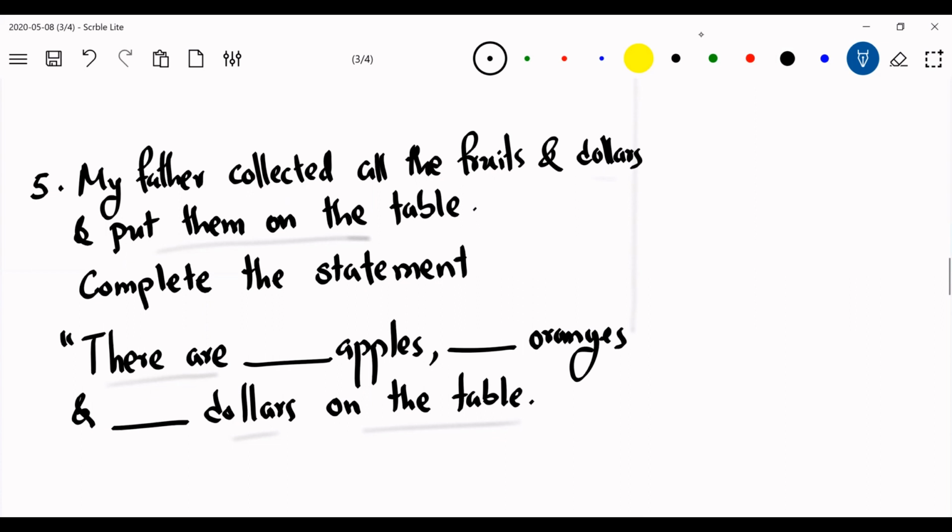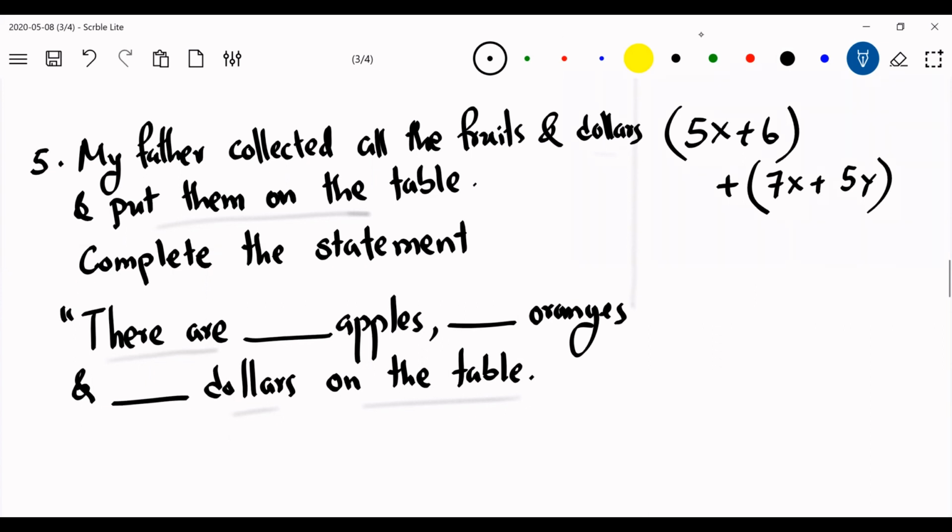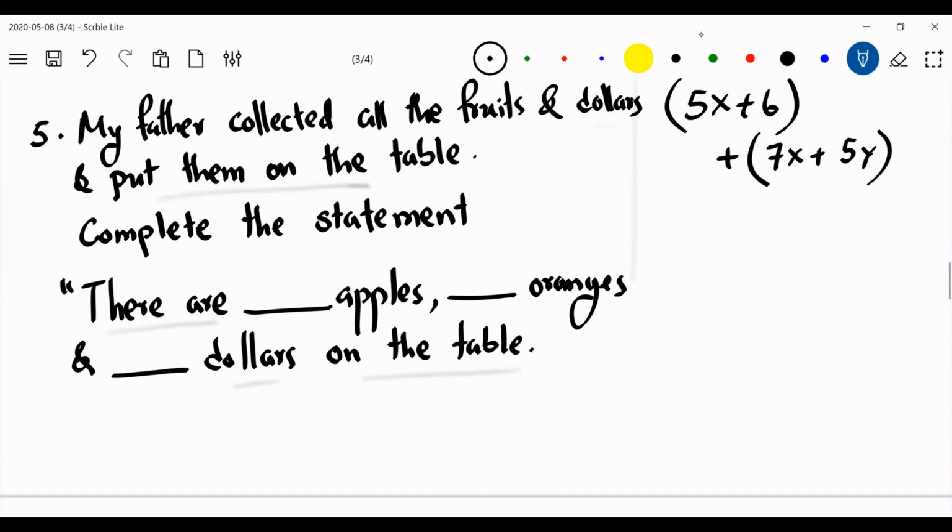Again, what we should do is add what my brother had to what my father brought, which is 7x plus 5y. Let's see how to perform this addition. Again, I'm going to rewrite it in a convenient way. My brother had 5x, and father brought 7 apples and my brother had $6. Father didn't bring any dollars. Instead, he brought 5 oranges. So this is what we should add at the moment.